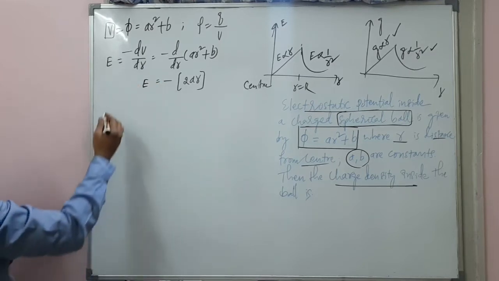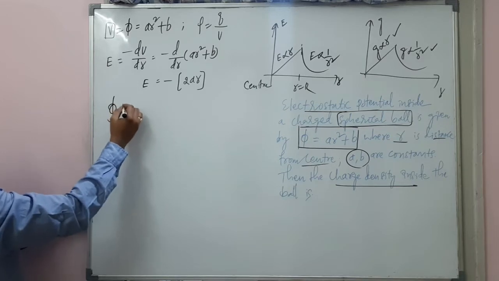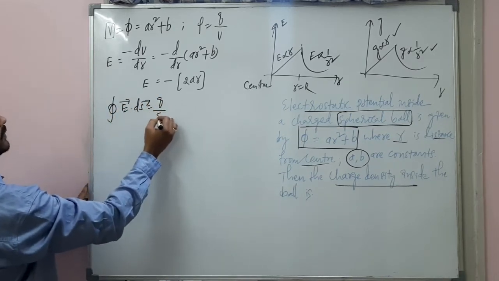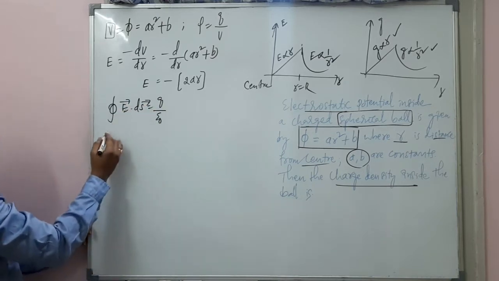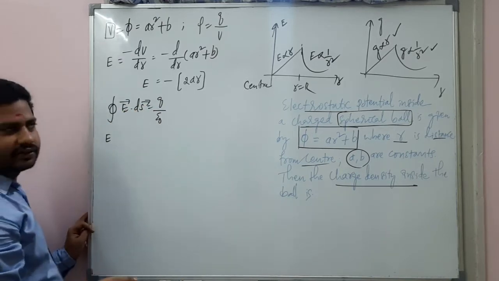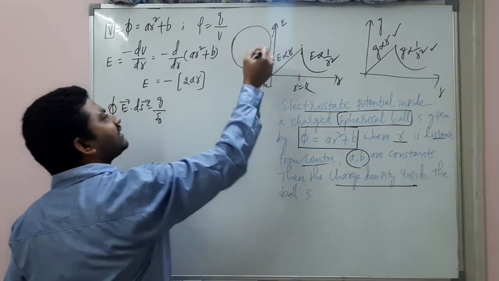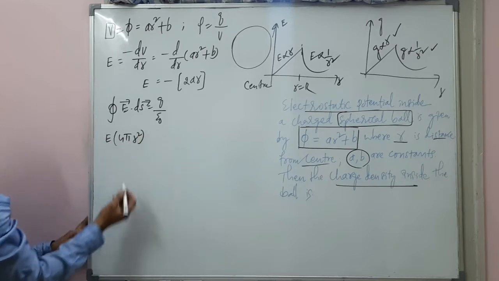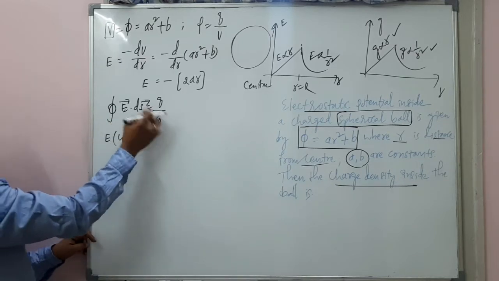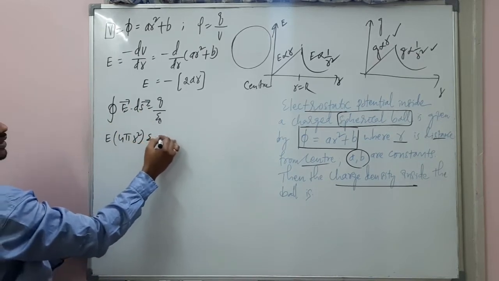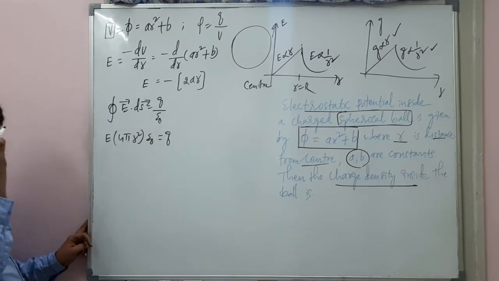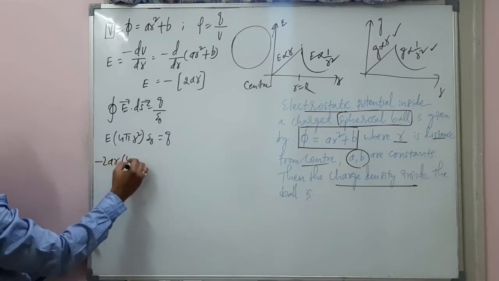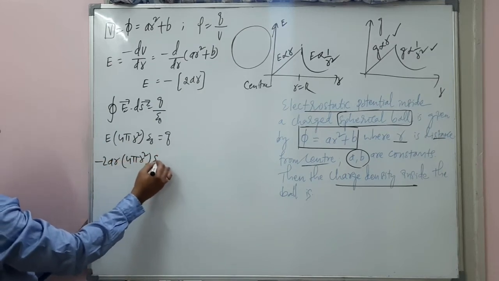According to Gauss law, closed integral E dot ds is equal to q by epsilon naught. E comes out, integral ds is the surface area of the sphere, which is 4 pi r square. This is done, the left-hand side. Epsilon naught will come here, so that's q. What is this E? E we have just found: minus 2A into r, times 4 pi r square into epsilon naught.